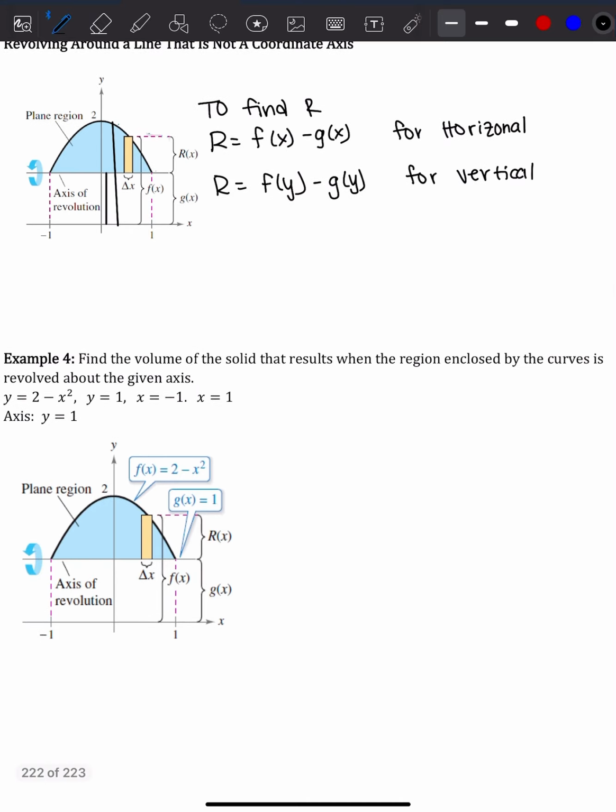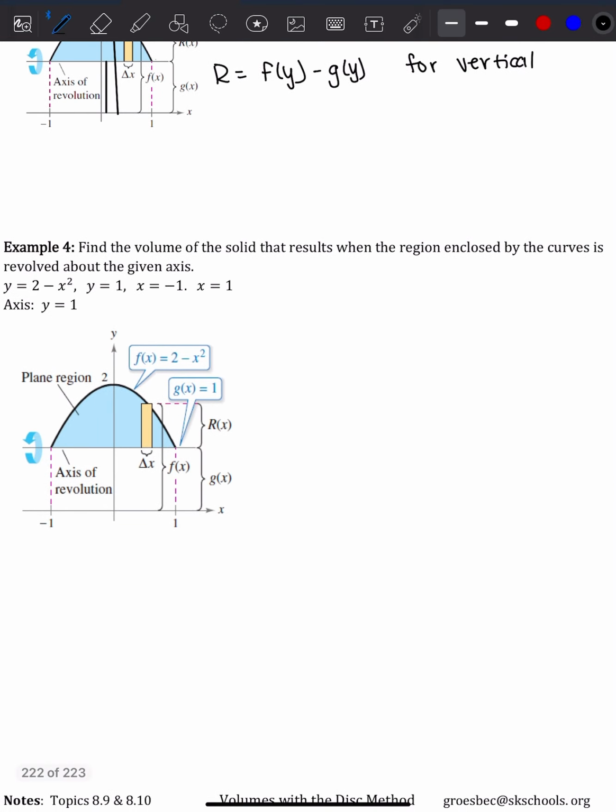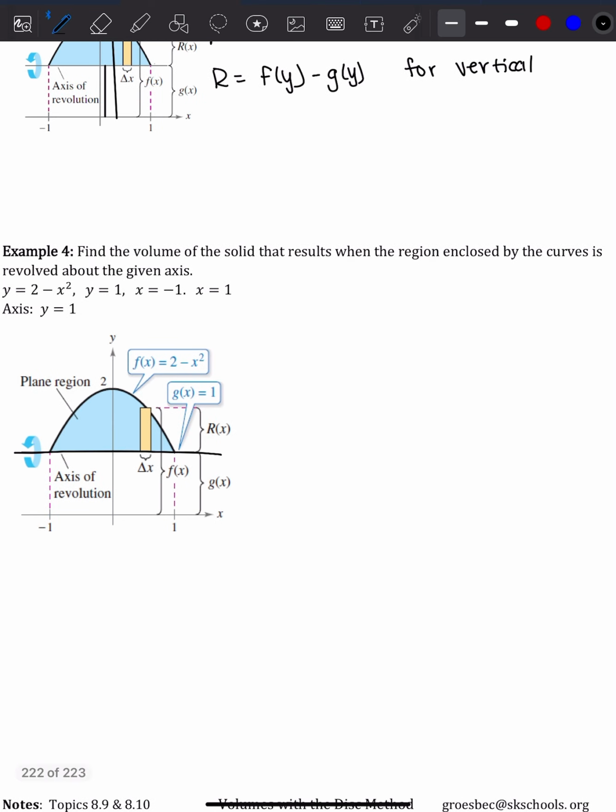Find the volume of the solid that results when the region enclosed by the curves is revolved around the given axis. The curves are y equals 2 minus x squared, y equals 1, x equals -1, x equals 1, and the axis is y equals 1. So the axis that we're revolving around is this axis of y equals 1, right here.